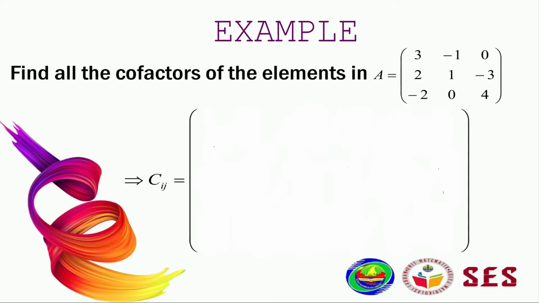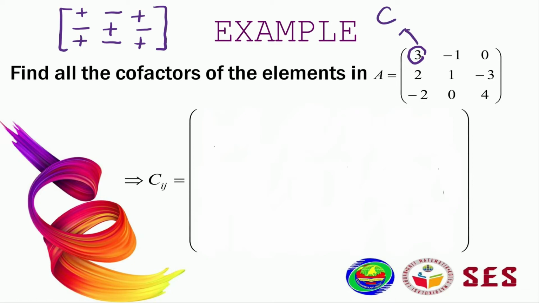Okay, next we go to the example on how to find the cofactors of the elements in matrix A. So first we need to draw our diamond shape sign matrix, so it is easier for us to find the cofactor. If we want to find the cofactor for the first row and the first column, then we need to delete the first row and the first column and put the remaining elements into a determinant shape.